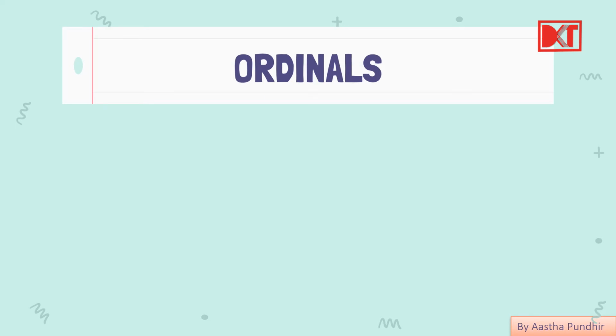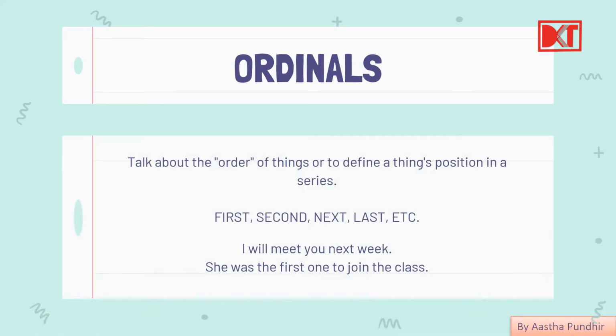Alright, so next up we have ordinals. What ordinals are used for is to talk about the order of things or to define a thing's position in a series. Now, there are many words like this where the meaning is not clear, but once you see the example and then read the meaning, it's easier to understand. Like here you see first, second, next, last.